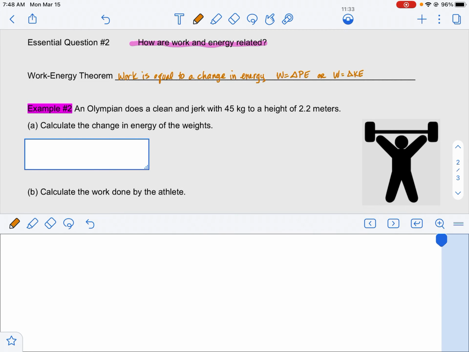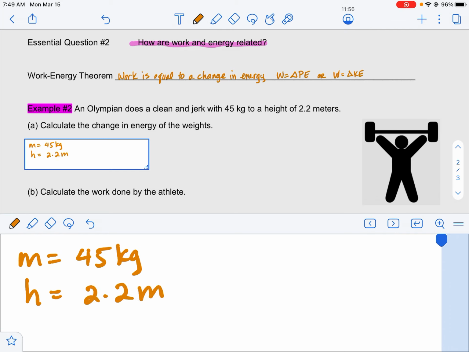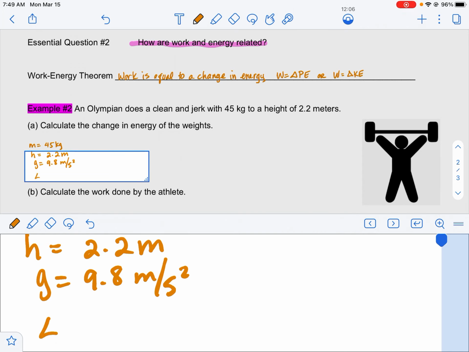Okay. An Olympian does a clean and jerk, that's lifting the weights right over your head, with 45 kilograms to a height of 2.2 meters. Calculate the change in energy of the weights. Okay, so what do we know? We know the mass of these weights is 45 kilograms. We know that the height it got lifted to is 2.2 meters. We know that we're on the Earth, so we can put acceleration due to gravity in there if we need it. And we are looking for the change in potential energy.